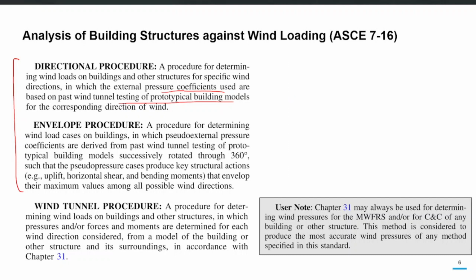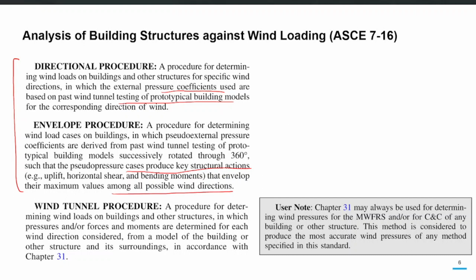But in the envelope procedure, although the external pressure coefficients are derived from wind tunnel testing, they are derived in a slightly different manner, and that is that the prototypical building models were successively rotated around 360 degrees such that the pseudo pressure cases produce key structural responses which envelop the maximum values among all possible wind directions.